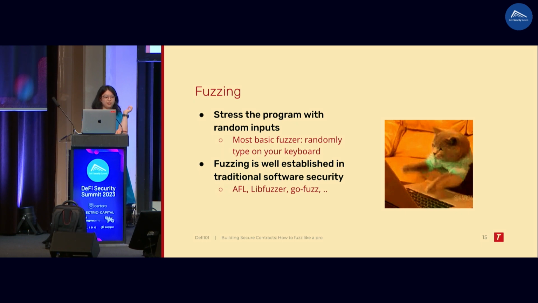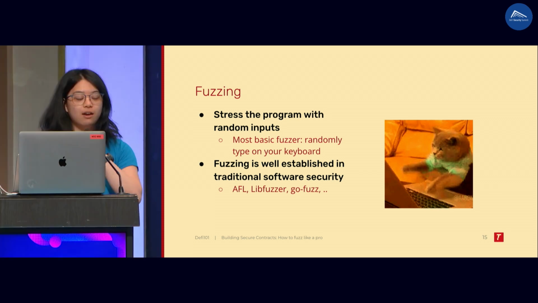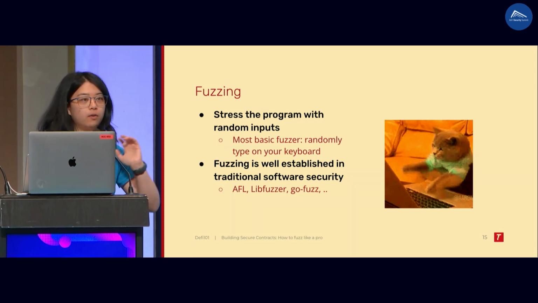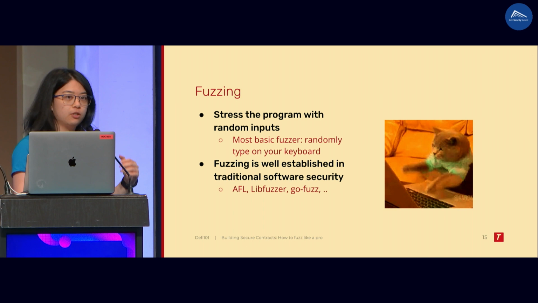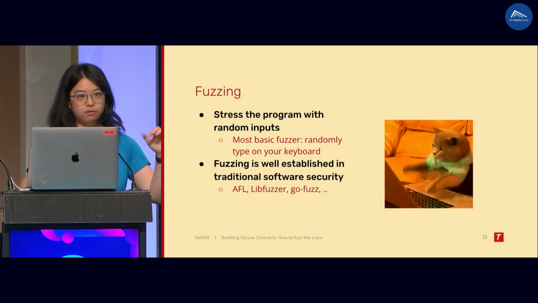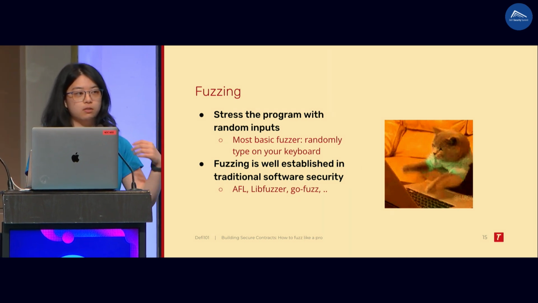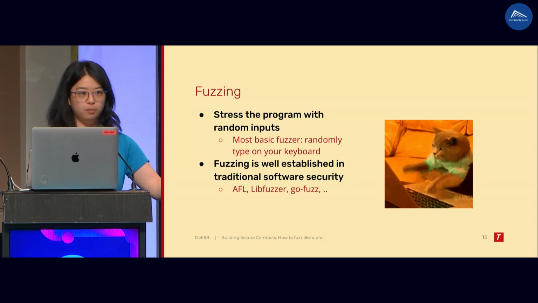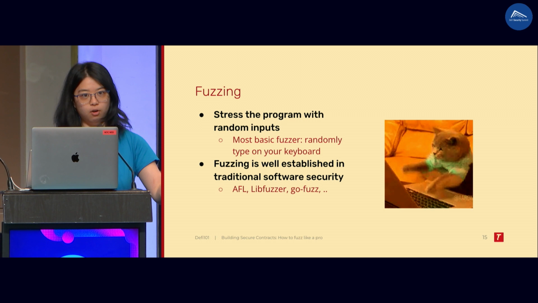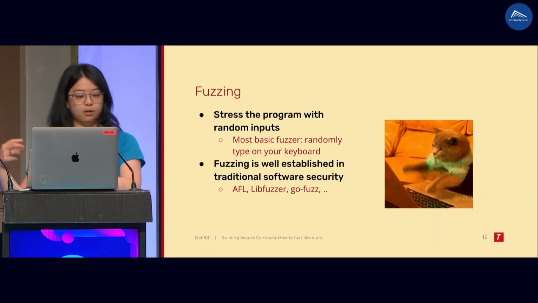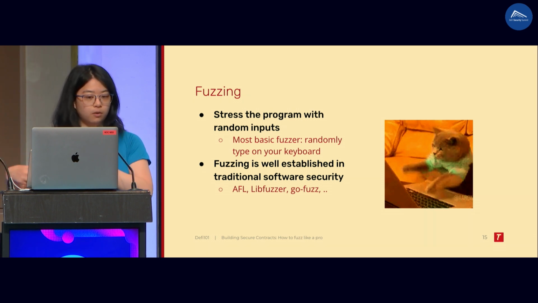So as I mentioned as a precursor in the previous talk, when we refer to fuzzing, we're essentially stressing the program with random inputs, which means at a high level, it would be like a monkey on a keyboard or a cat on a keyboard, essentially throwing random inputs into your smart contracts and seeing how your system behaves.